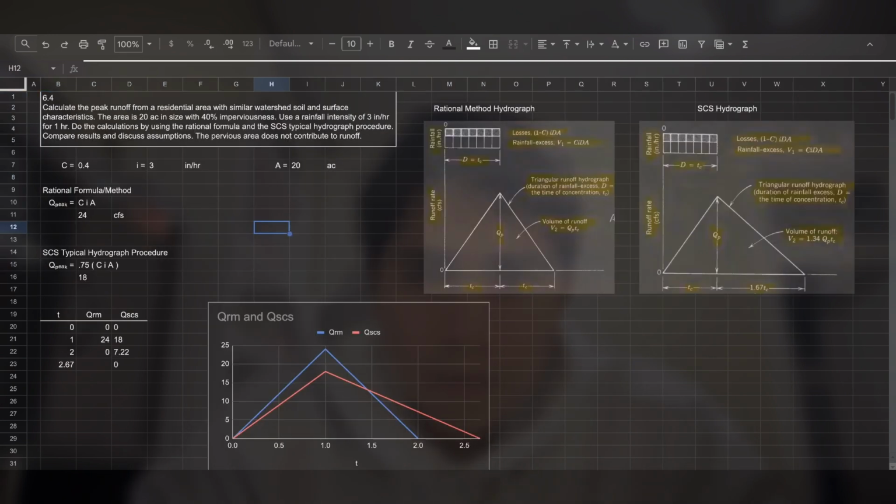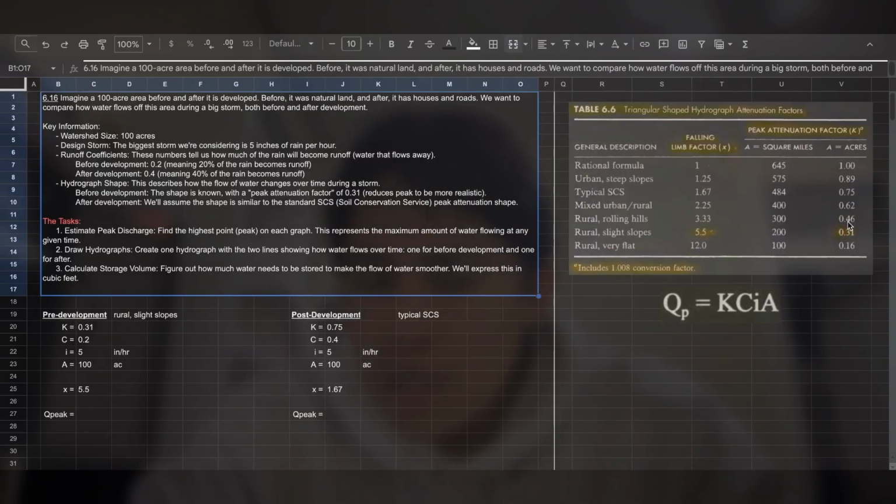Now, if you remember from problem 6.4, the fact that we changed the peak flow made the falling limb longer, right? It takes longer for the water to come out after it's reached its peak. And as we said before, the volume of water is the same, so we need to be consistent. Changing the peak would change the falling limb, so we're going to need a falling limb factor.